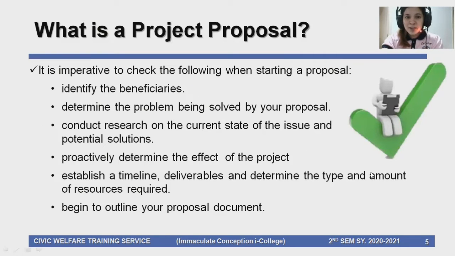What is a project proposal? It is imperative to check the following when starting a proposal. Identify the beneficiary, sino ba makakatanggap, makikinabang sa gagawin yung activity. Ano bang problema na kailangan isolve sa isang community? Bakit mo kailangan i-propose yun? Kasi yun ang nakikita mong problem. Conduct research on the current state of the issue and potential solutions. So pag na-identify mo na yung problem, maghanap ka ng mga data or information at kung ano bang mga potential solution na makakapag-solve sa problem.